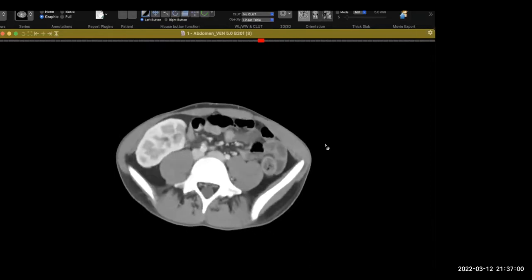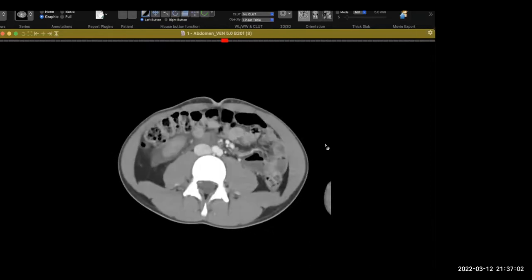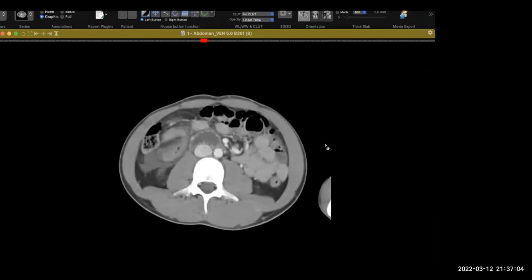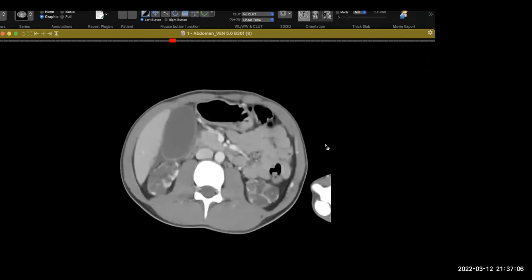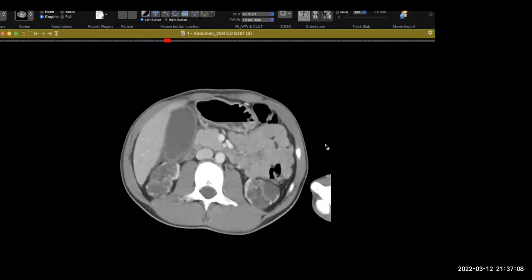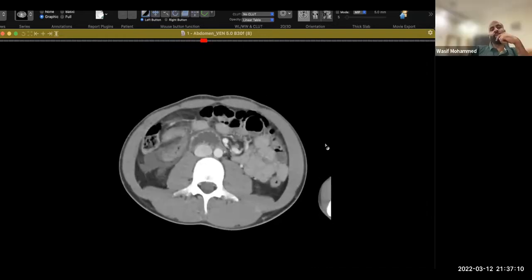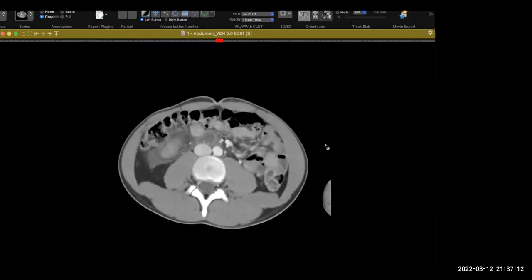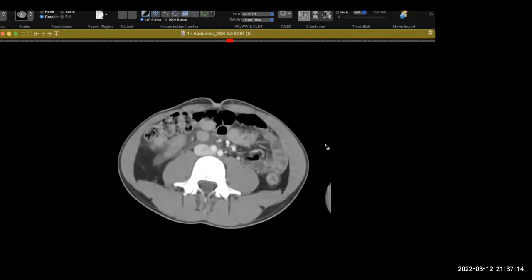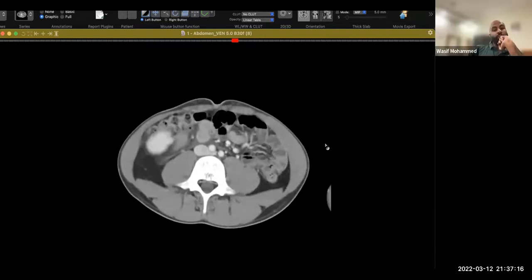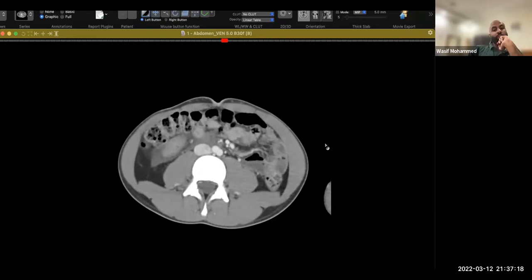Since it's a renal transplant patient, I'm just focusing more. Okay. I'm not really worried about the renal transplant. The patient's renal function is where we have given a contrast. So ignoring the renal transplant, what about the other findings? Can you sum them up?